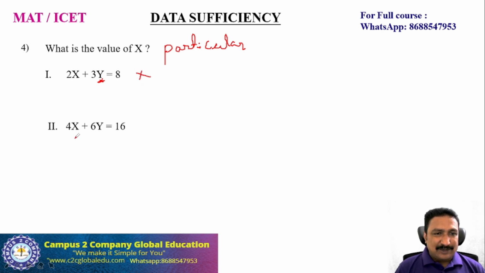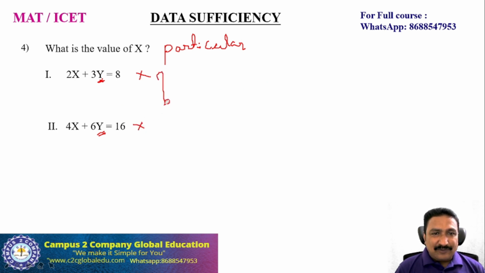Now look at the second statement. Here also, looking at the second statement, there are two variables and one equation. Here also we cannot find, because we don't know the value of y. That's why we cannot find the value of x. So the second statement also we can eliminate.